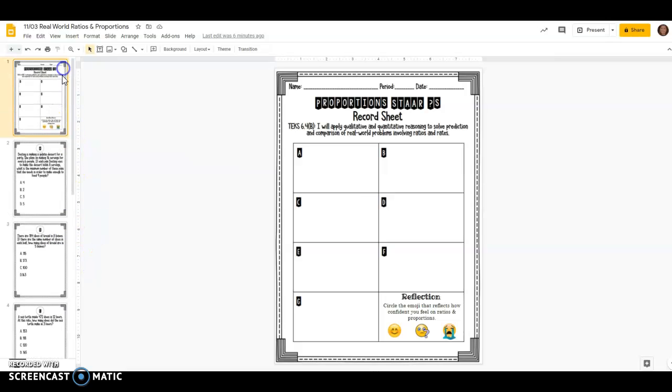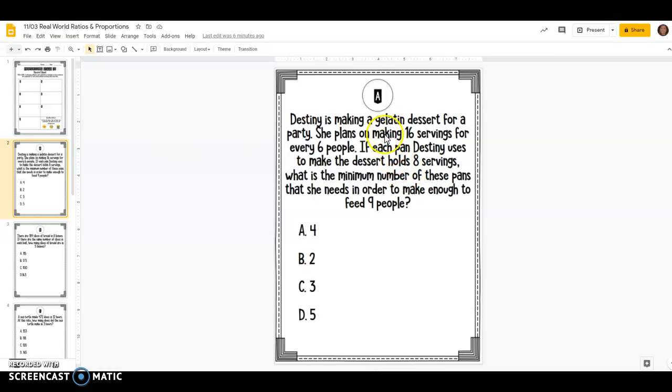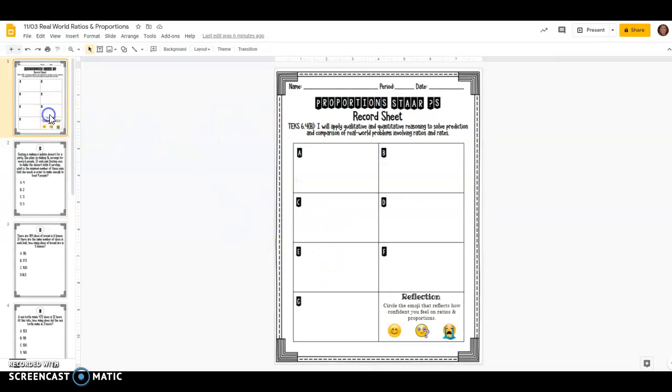Oh, by the way, let's say, for example, you're solving this, which is question A. Then you would pick the answer choice, go back to your answer sheet, and type in the answer that you picked.